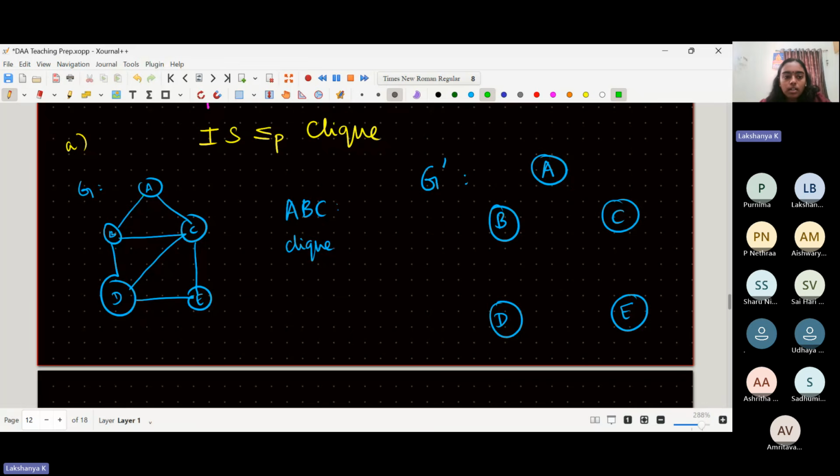So A here is connected to B and C, so it will not be connected to B and C. Instead, A will be connected to D and E. B is connected to A, C, D, so B will only be connected to E. C is connected to all four, so C will not be connected to anyone. And then D will be connected only to A. I think I made a mistake in the connection. E is connected to C and D, so it should be A and B. E to A, E to B. Right? This is your G complement. Does everyone understand what the complement of a graph is?